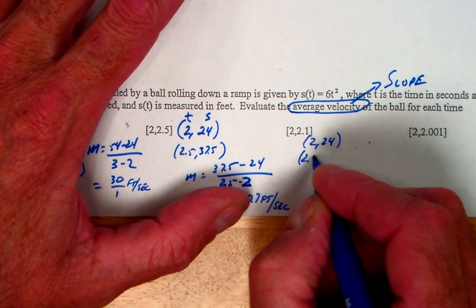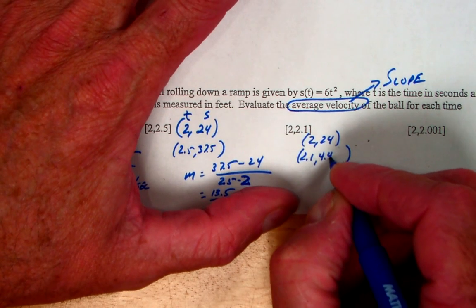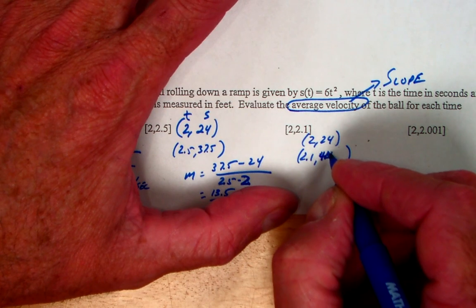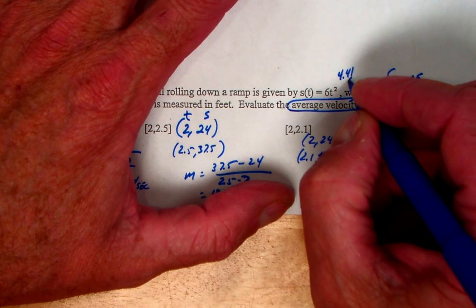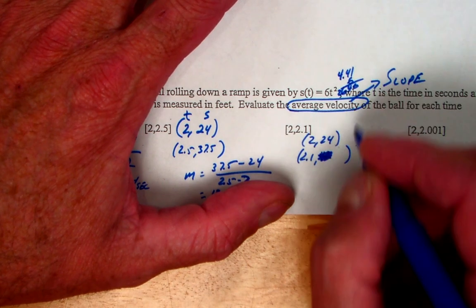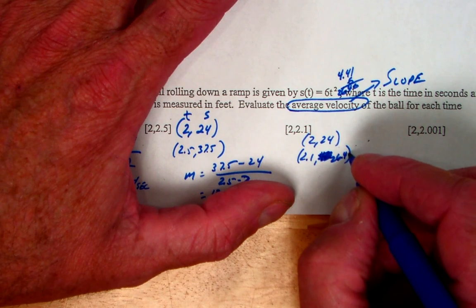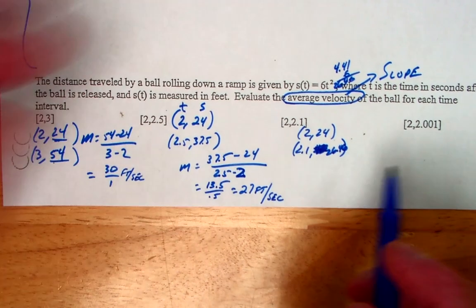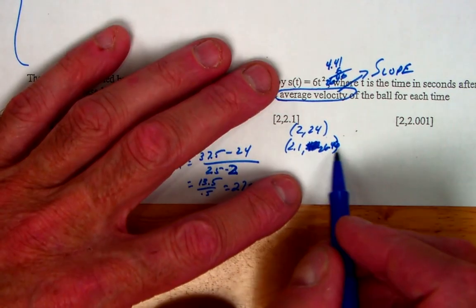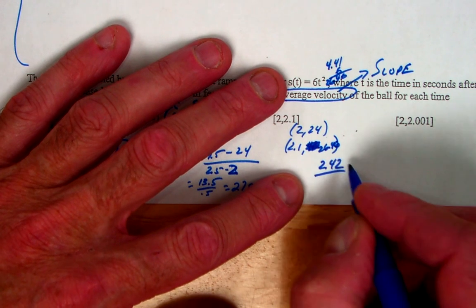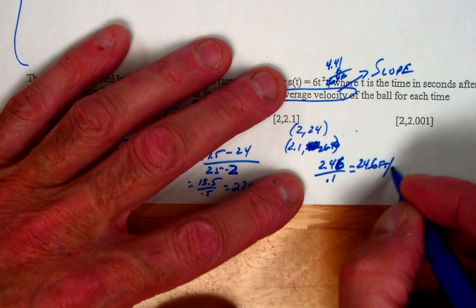24. Go for it. I'll do this without a calculator, at least I'll try. Is it 26.46? Yeah, that's what you get right there. 26.46, that's what I get for this point right here. Okay, good. And I'm just going to do this in my head. 26.46 minus 24 gives me 2.46 over 0.1, 24.6 feet per second.